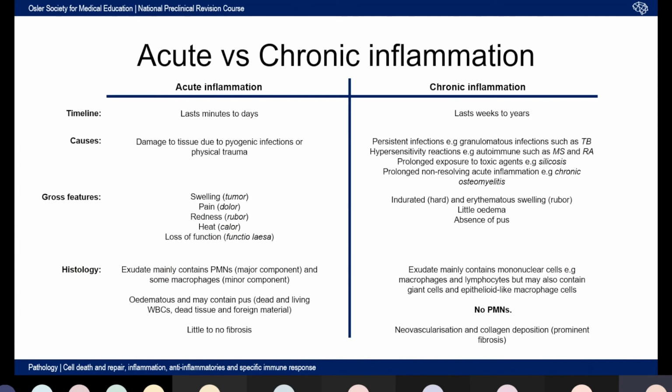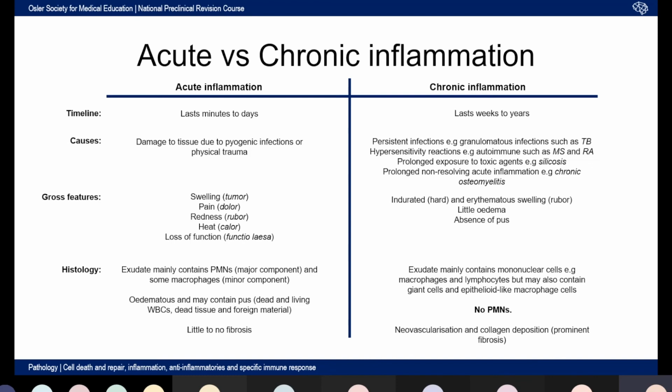So essentially in acute inflammation, the major component is neutrophils, with some macrophages in it, and there's a lot of pus and very little fibrosis because it doesn't last for very long and there's no remodeling of tissue occurring. Whereas in chronic inflammation, there's literally no PMNs. It's mainly mononuclear cells like macrophages and lymphocytes, and the macrophages can form other things like giant cells and epithelioid-like macrophage cells. And there's a lot of neovascularization, which means new blood vessels forming, and collagen deposition.